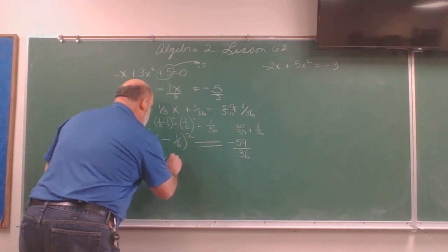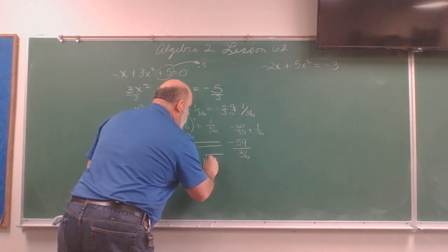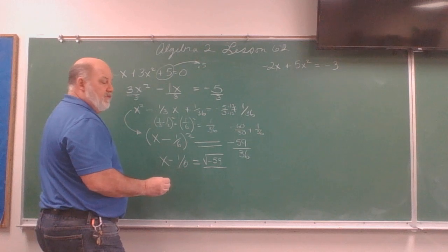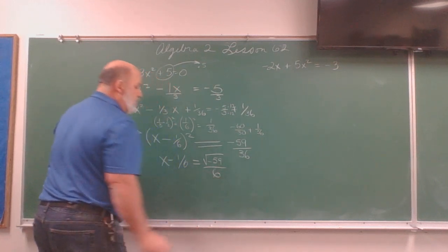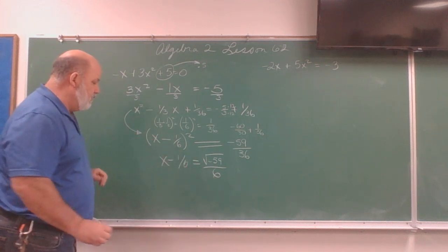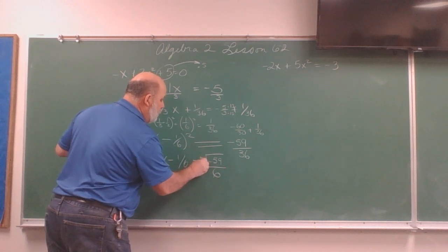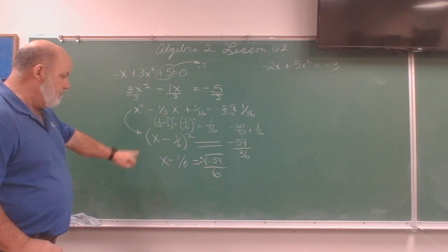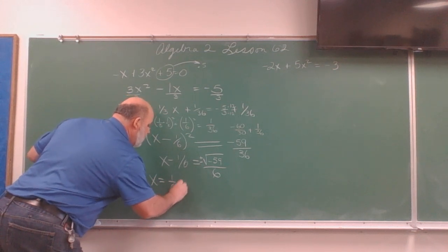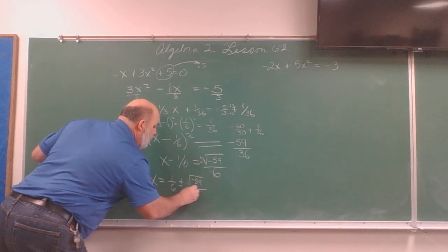I get x minus 1/6 over here. That's easy. And I get the square root of negative 59 over the square root of 36, which is 6. I need to get this 1/6 over to the other side, so I add, oh, see what I forgot? I forgot my plus or minus. Plus or minus. Excuse me. I'm going to add 1/6 to both sides, so I get x equals 1/6 plus or minus the square root of negative 59 over 6.